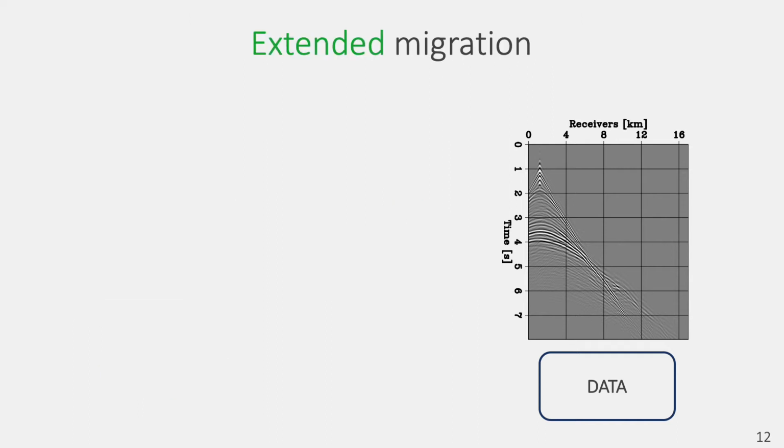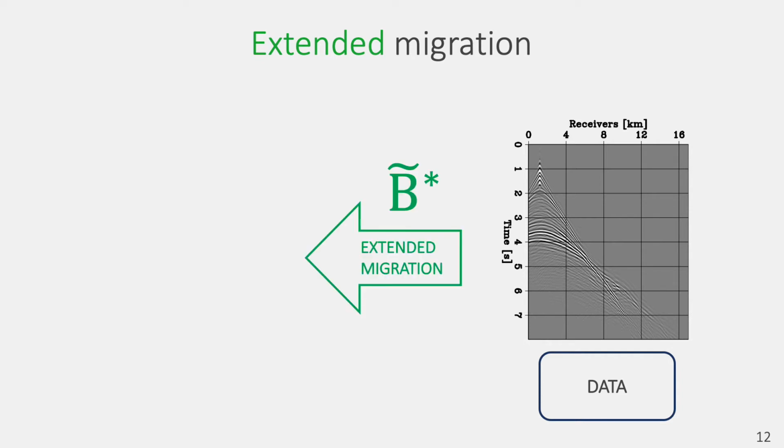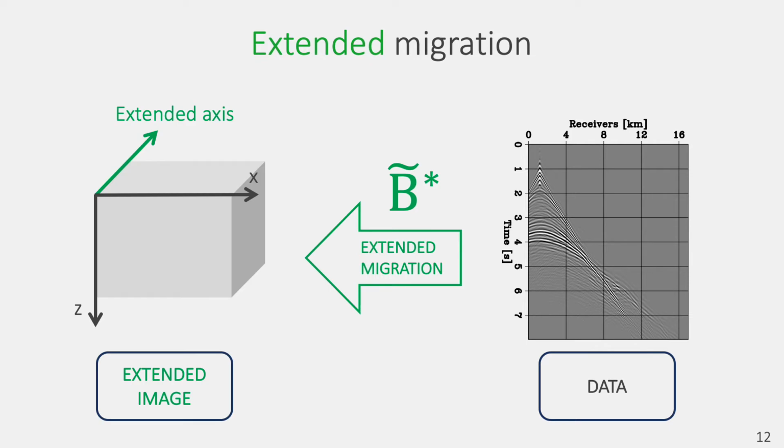The third concept I would like to introduce is extended migration or extended imaging. In a similar fashion as conventional migration, it maps seismic data, but this time to an extended image or an extended perturbation p tilde via the operator B tilde star. In a 2D world, this extended perturbation will become a three-dimensional hypercube where the third axis is the extended axis.